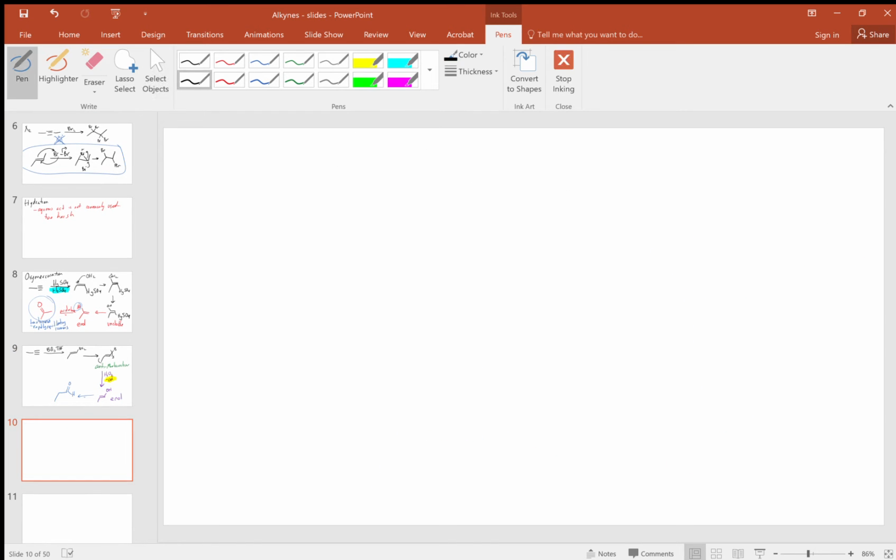Now you may notice with some of these reactions of alkynes, I'm not really showing as many applications or examples as I did with alkenes. That's because these alkynes don't really do as much in terms of application. We don't really find a lot of alkynes in nature, so we don't have as many interesting examples.